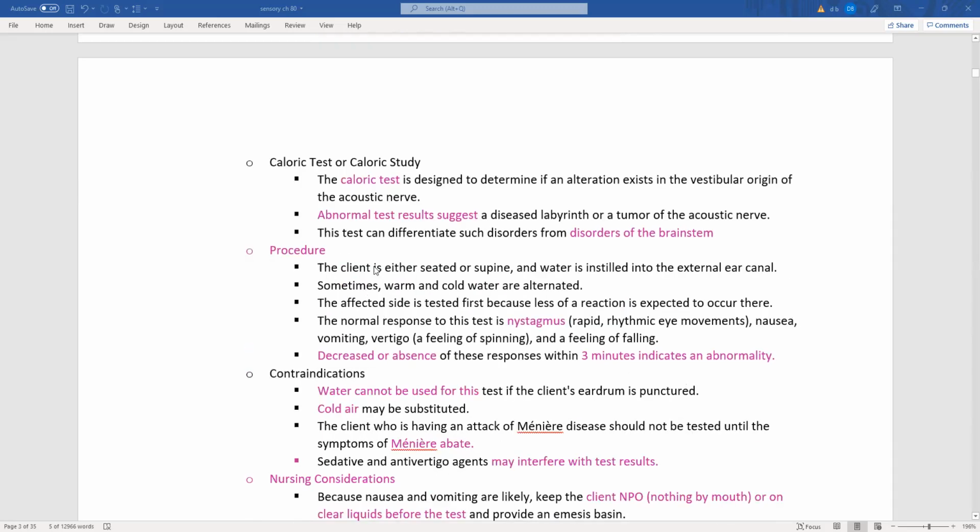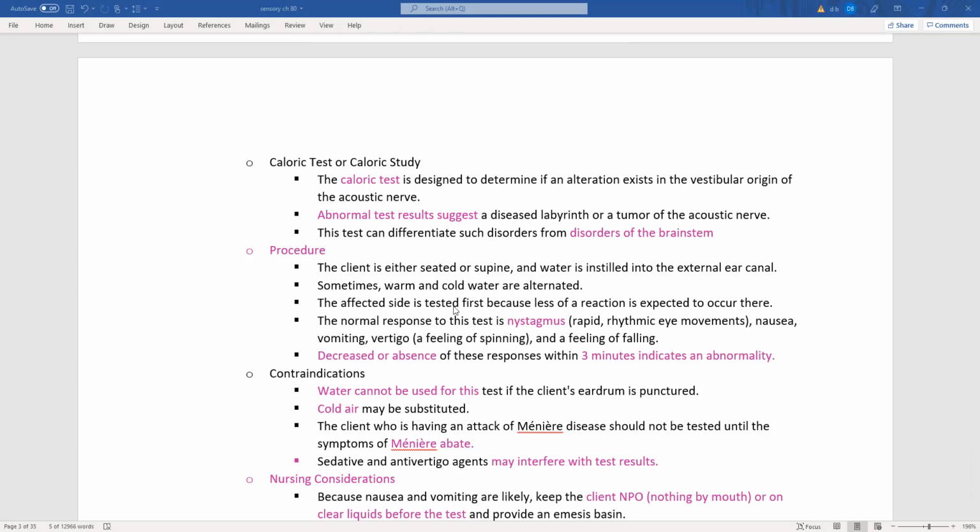Now, the procedure: the client is either going to be seated or lying down. Lying down is the supine position, lying on the back. And water is going to be instilled into the external ear. Remember, the water is going to be either cold or warm, alternated. But I want you to know this: you will never pour water in the ear of someone who has a punctured eardrum, and we'll talk about that in a few.